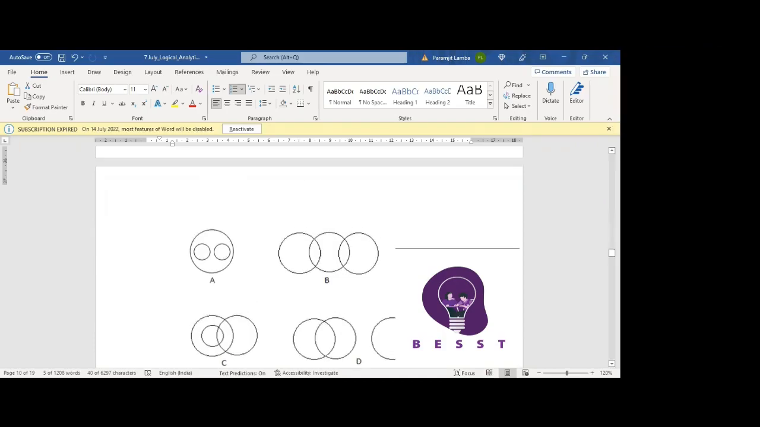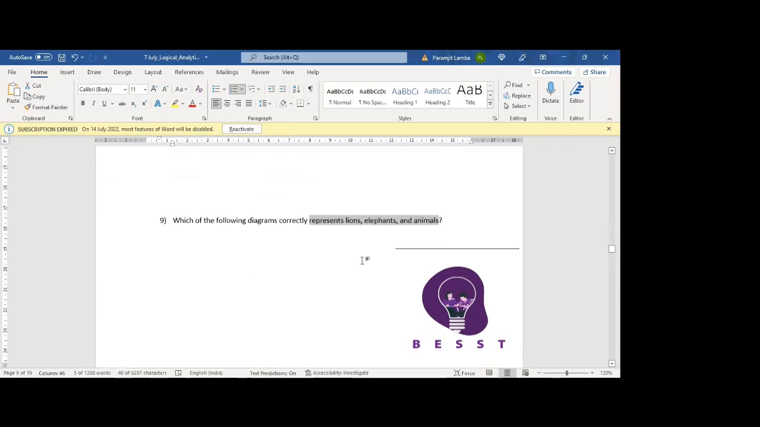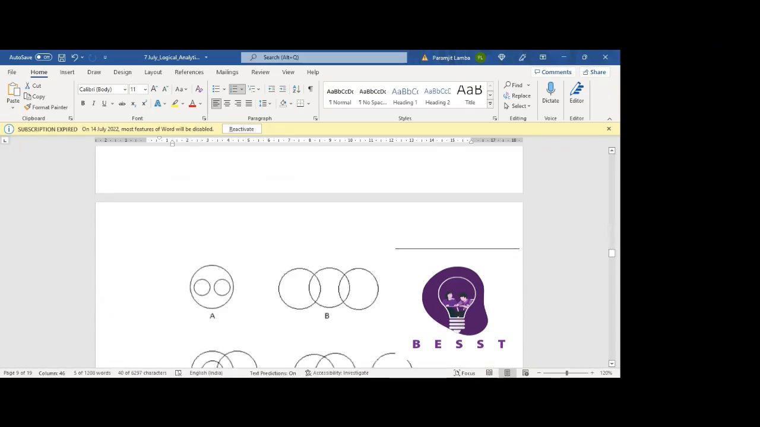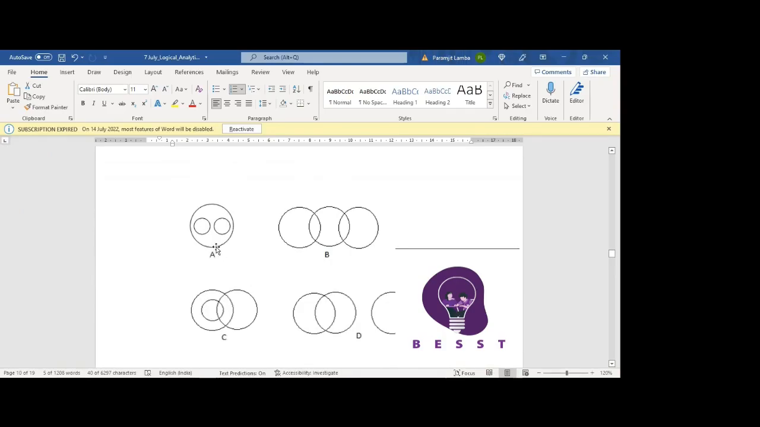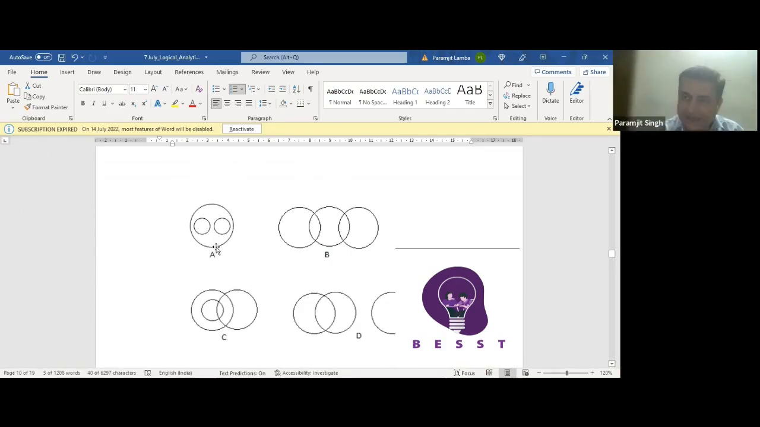Sir, option A. The full circle represents the animal and the two small circles represent lion and elephant, because lion and elephant come in the category of animal. Correct. Very good. Absolutely right. These are lions. These are elephants. All of them are animals. So answer A is correct.